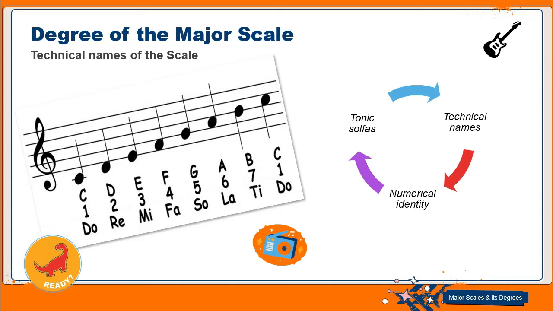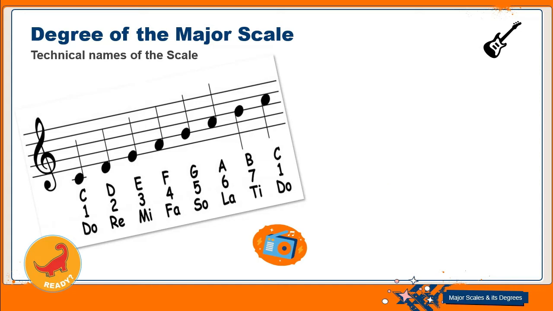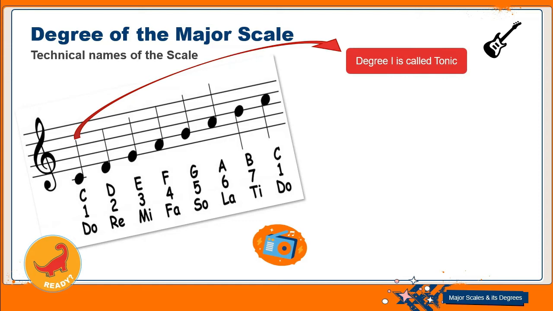But I want us to know in this class that we are very particular about mastering the three modes of identifying the degree of the major scale, either through the technical name, or the numerical identity, or through the tonic solfas. Now, the very first degree of the major scale, the very first note of that scale, the technical name is called the tonic. Sometimes it's referred to as the root note, but it's referred to as the tonic. That is the technical name.